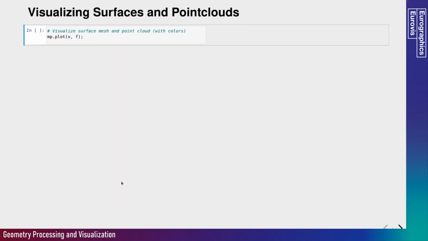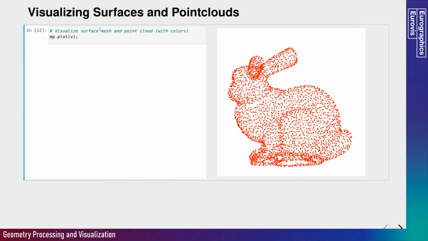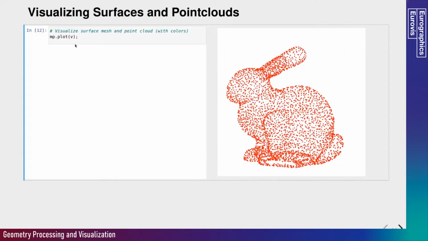So let's go on. We learned about how to visualize surfaces, but what about point clouds? If we visualize surfaces, we can directly move to visualize point clouds by just removing the faces. And now you have a visualization of this point cloud. What if we want to also add colors, for example? So let's add the faces again, and now some color map. So for the colors we could, for example, pick the first coordinate of our vertex array. So let's just pick the x coordinate.